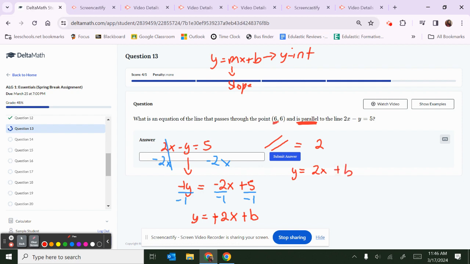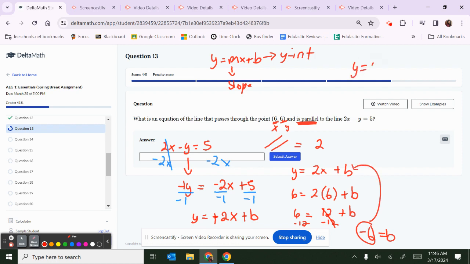Now I'm going to replace my x and my y. So we have 6 equal 2 parentheses 6 plus b. Okay. So we have 6 is equal to 2 times 6 is 12 plus b. So then I would subtract 12, subtract 12. So your b is going to be equal to 6 take away 12, which is negative 6. So this negative 6 replaces your b for your y-intercept. So your answer is y equal 2x minus 6.